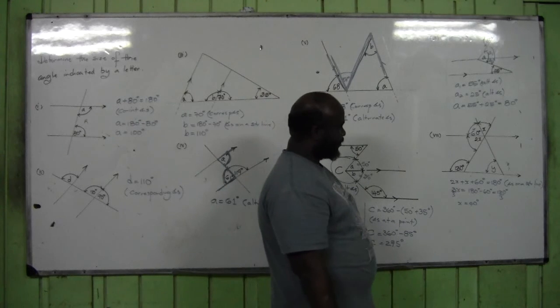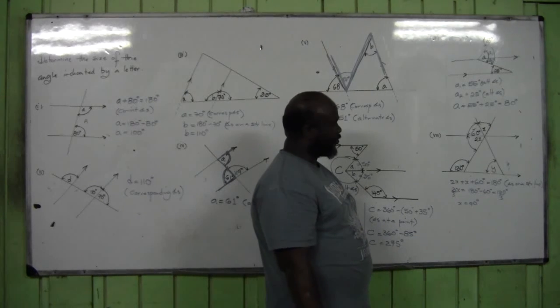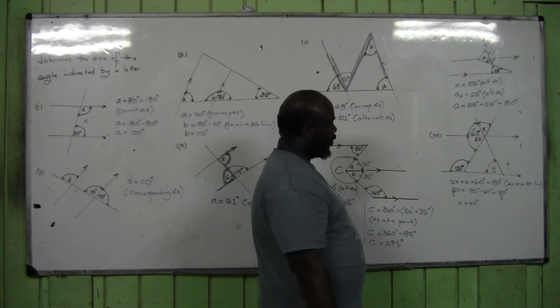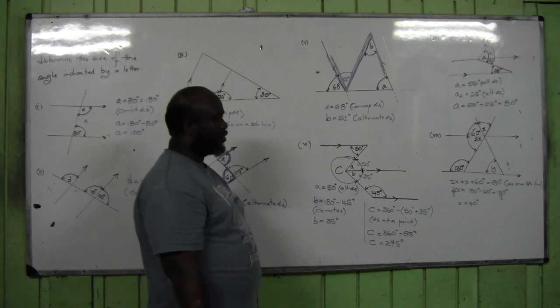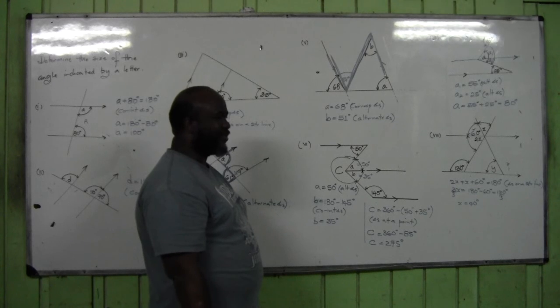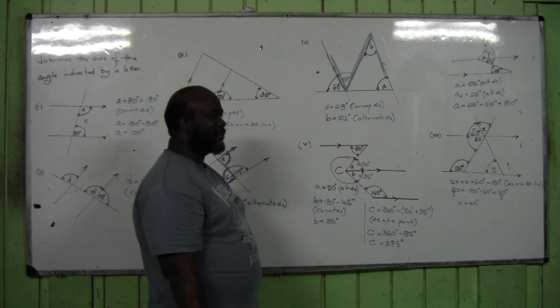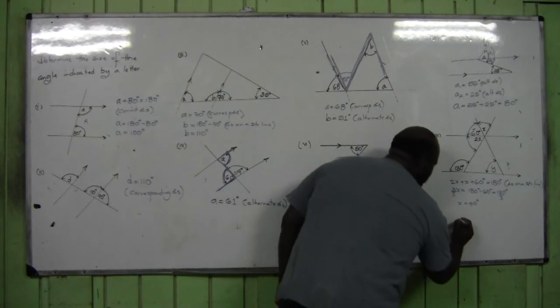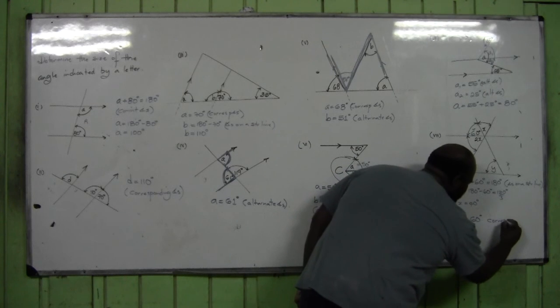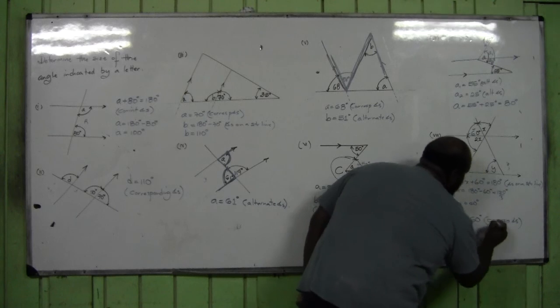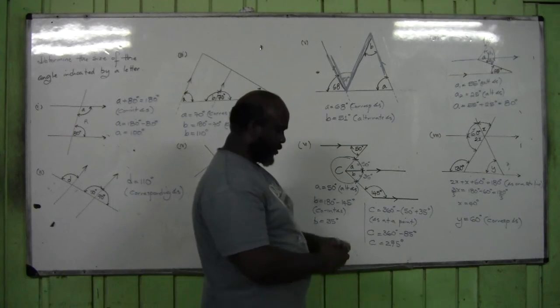Anybody can tell me what y is equal to and give me the reason? 40. Why is y 40? y is 60. y is 60 degrees. Why is y 60 degrees? I think it is corresponding, sir. They are corresponding angles. Alright, can I show you why?